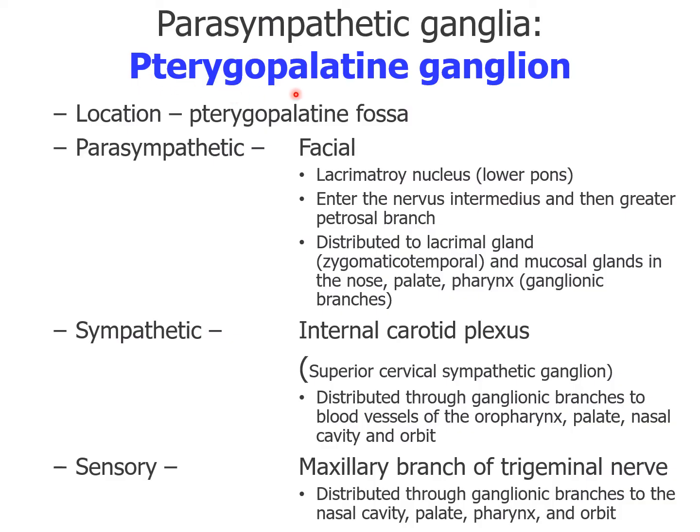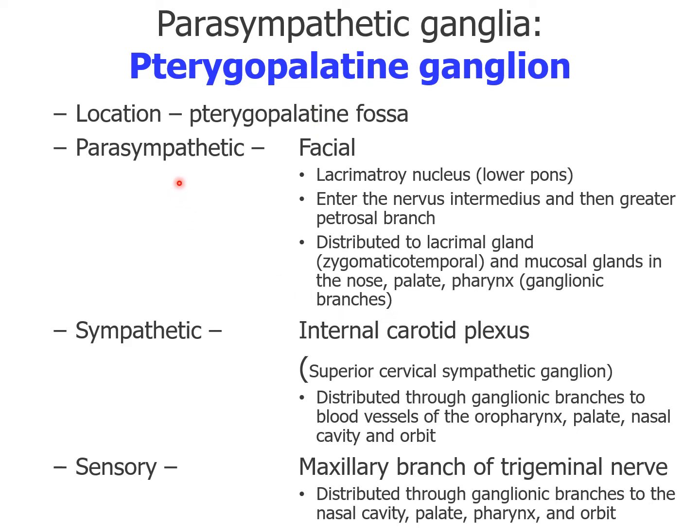Next, we look at the pterygopalatine ganglion or the sphenopalatine ganglion. This is closely associated with branches of the facial nerve. The ganglion is located in the pterygopalatine fossa, which is a blind space between the pterygoid plates posteriorly and the posterior surface of the maxilla anteriorly. The foramen rotundum, which transmits the maxillary branch of the trigeminal nerve, directly leads into the pterygopalatine fossa.